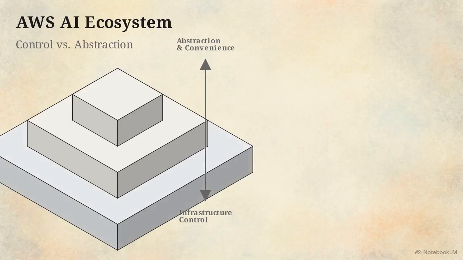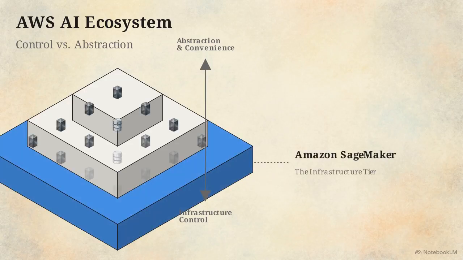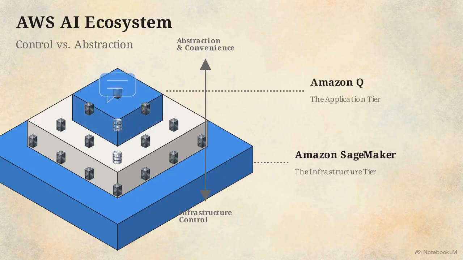At the lowest level is Amazon SageMaker. You use this tier when your organization needs to build, train, and deploy machine learning models completely from scratch. It provides total control over the underlying infrastructure and algorithms. At the highest level is Amazon Q. This is a pre-packaged, out-of-the-box generative AI assistant designed to automate immediate business workflows and developer tasks with zero setup.